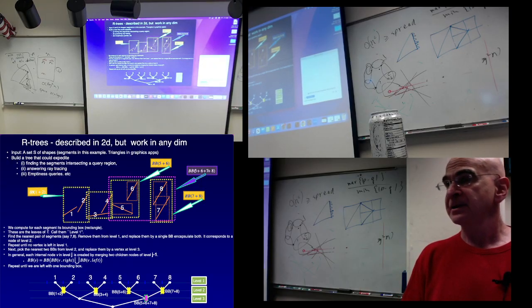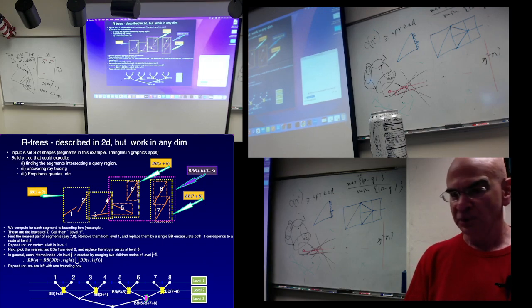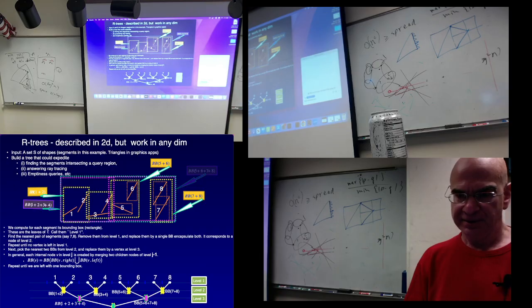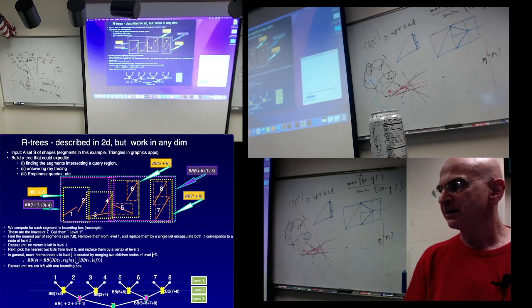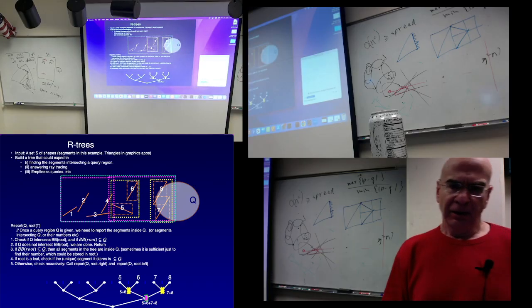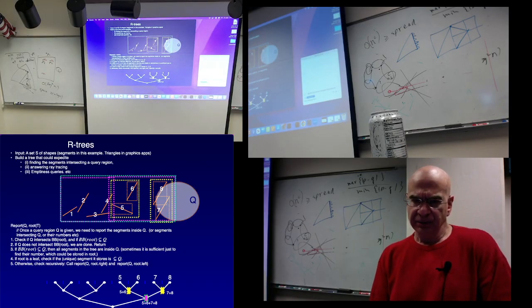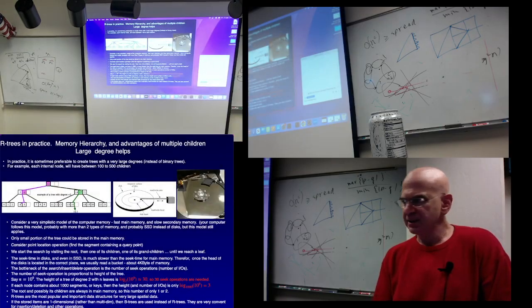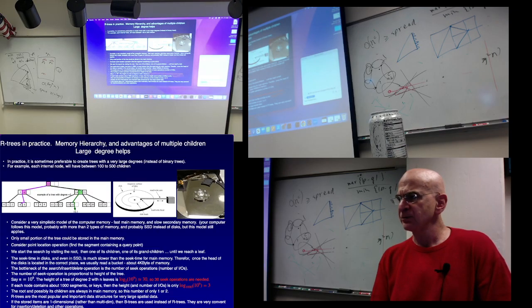Besides that, the height of an R tree is log n. That's obvious. Just so it's a very, very practical data structure. Reporting in R trees, reporting all segments that intersect, is the same deal. Like in quad trees, there is a good motivation to take R trees where every node contains many more than just 2 children, like 100. Why?